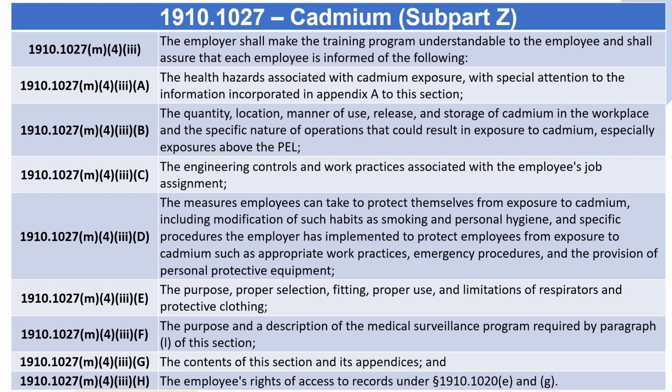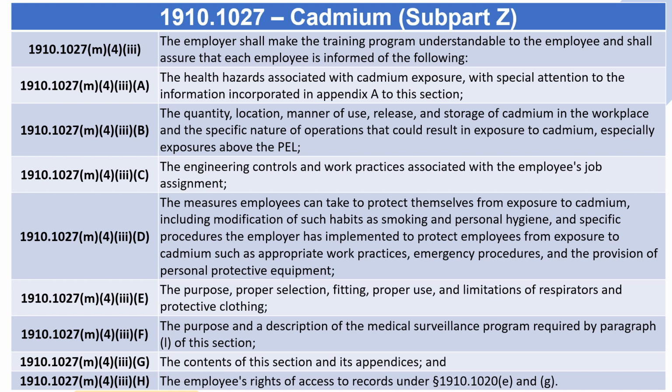1910.1027 M4 3 A through H. The health hazards associated with cadmium exposure, with special attention to the information incorporated in Appendix A to this section. The quantity, location, manner of use, release, and storage of cadmium in the workplace and the specific nature of operations that could result in exposure to cadmium, especially exposures above the PEL. The engineering controls and work practices associated with the employee's job assignment.